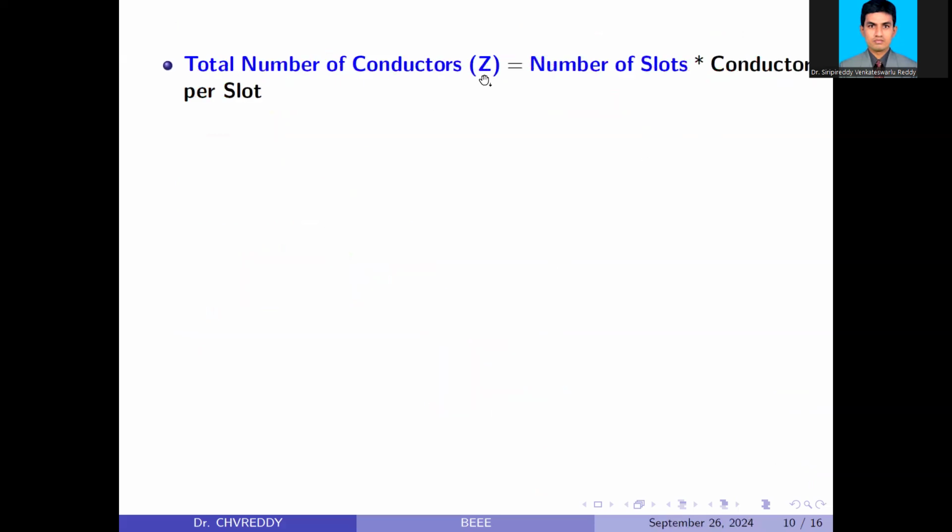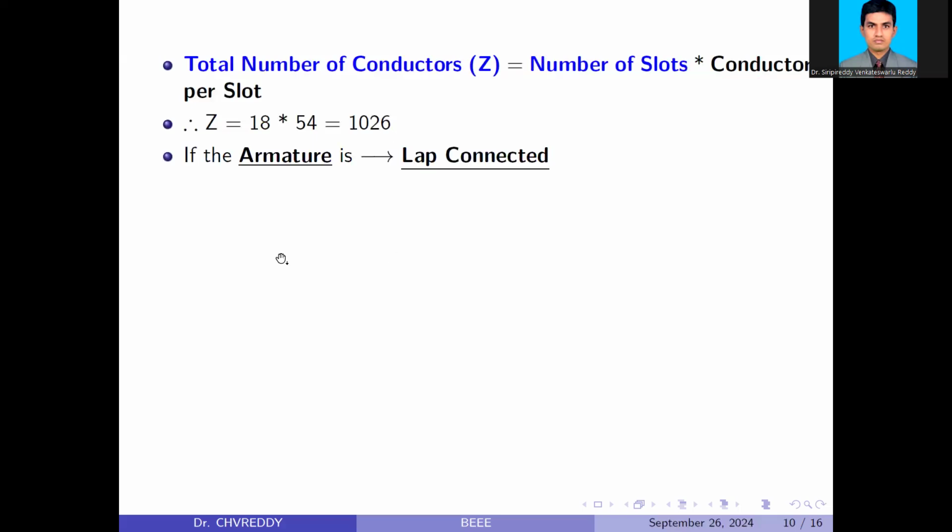Now the total number of conductors Z equal to the number of slots into conductors per slot. So Z equal to the number of slots, they are given 18, and conductors per slot, they are given 54. So 18 into 54, in total you will get 1026. So this 1026 is the total number of conductors.